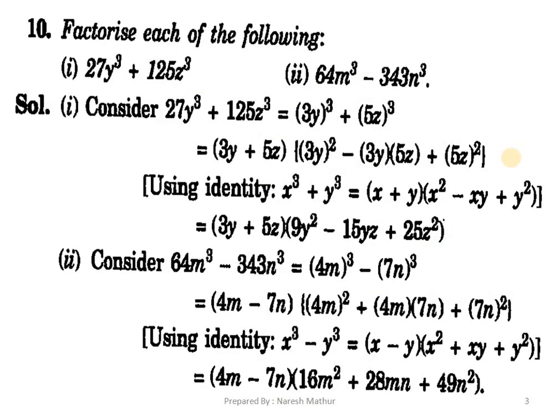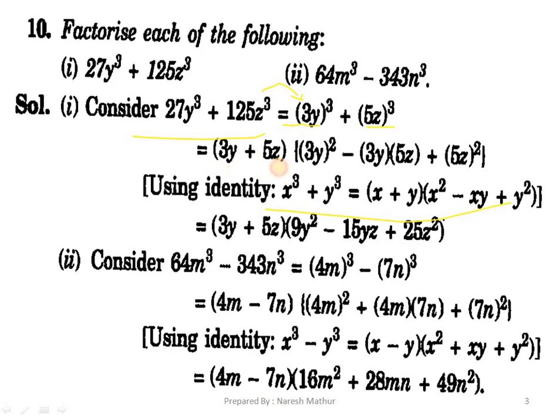We need to factorize each of the following: 27y cube plus 125z cube. Now I would like to pay attention to this thing. Here we are using this as an identity. We have the identity of x cube plus y cube, which is x plus y into x square minus xy plus y square. Why are we discussing this? Because 27y cube plus 125z cube can be represented in the form of 3y whole cube plus 5z whole cube. Now here x is 3y and y is 5z. Just put these values in the identity.